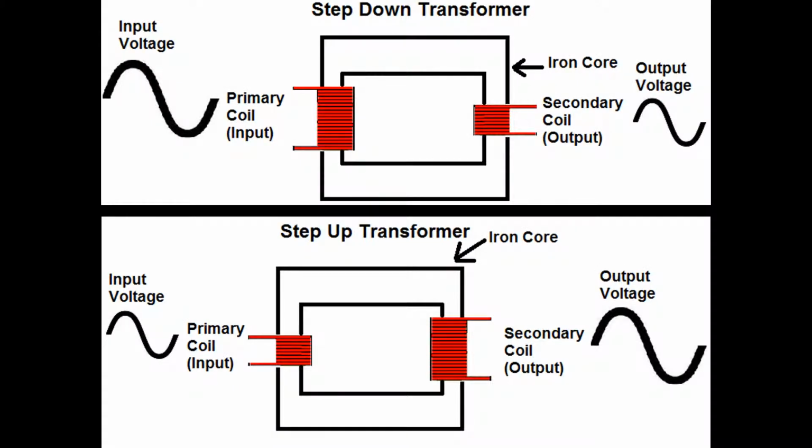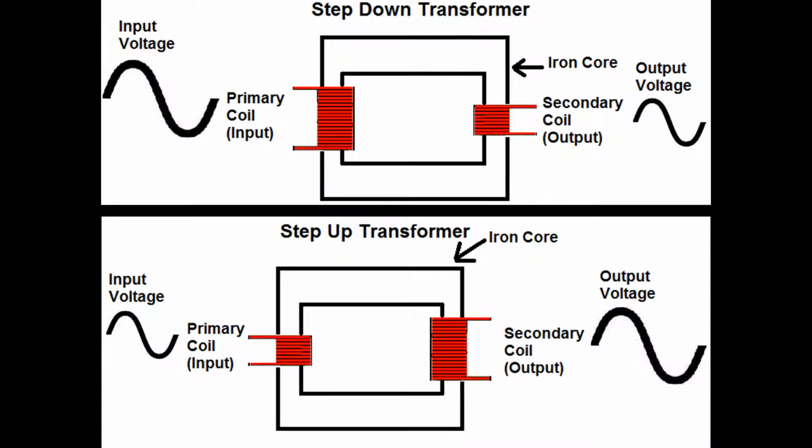So here are two pictures of our step-up and step-down transformers. You can see on the top is the step-down transformer. So the input voltage is on the left, and that's a much bigger signal than what comes out on the right. And that's again because you have an iron core with these coils wrapped around it, and as the electricity flows through and goes through the smaller turns of coils, that causes the voltage to decrease.